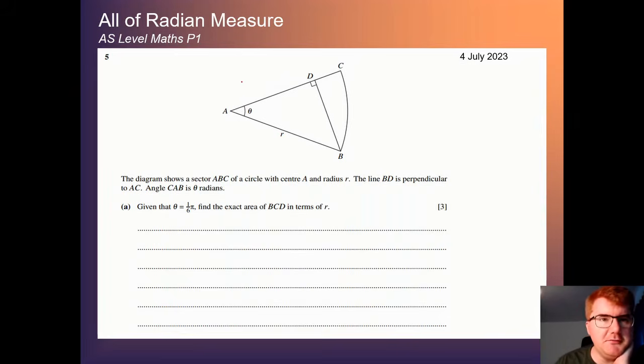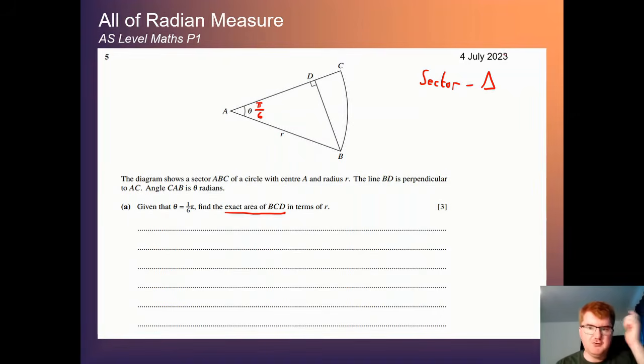So using a fair bit of trigonometry here at the same time. We've got a sector ABC with centre A and radius R. Line BD is perpendicular, which we are given here, and CAB is in radians, which is important. And we're told for the first part of the question that theta is equal to pi over 6. And from that, we need to work out the exact area, so no relying on our calculator here, for BCD in terms of R. Now, whenever you get a weird shape you're looking for the area of, try and use a general sector and take things away from it. So our strategy here is going to be sector, so the area of the entire sector, and then minus the triangle.